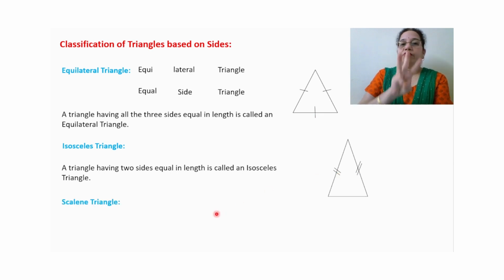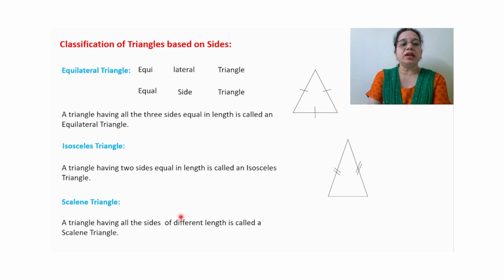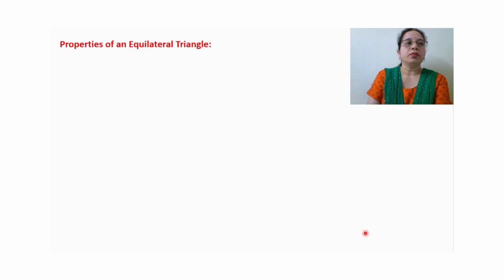Scalene triangle. If three sides are equal, equilateral triangle; if two sides are equal, isosceles triangle; and if one side is equal, what does it mean? All the sides are different. We can't say one side is equal. So when all the three sides are different in length, this is called a scalene triangle. This is an example of a scalene triangle.